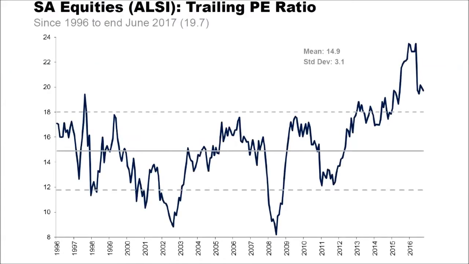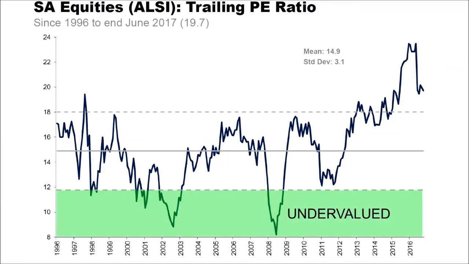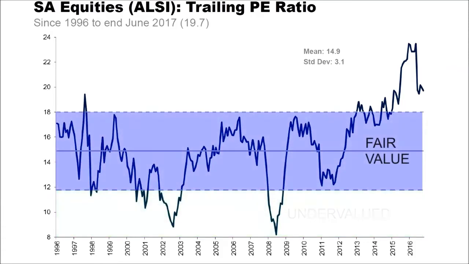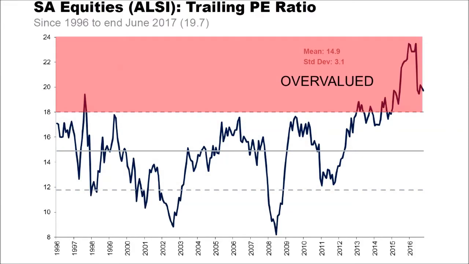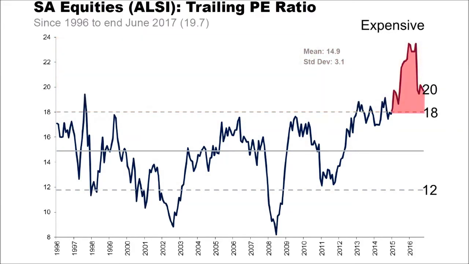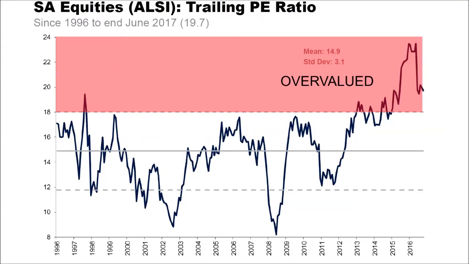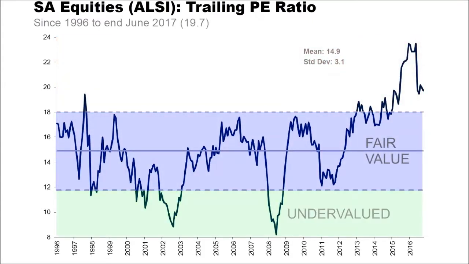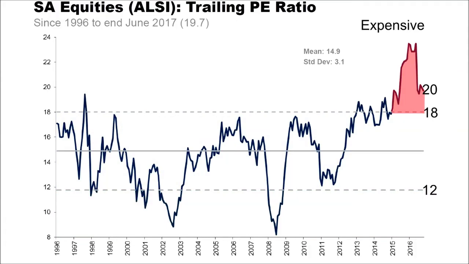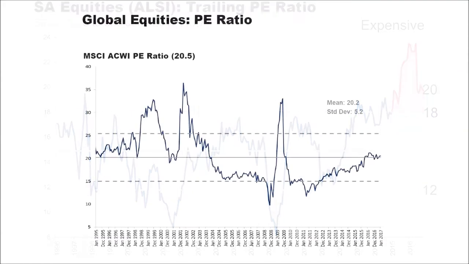Another way of looking at the attractiveness of the equity market is to assess the PE ratio, or price earnings ratio, of equities. What the next two graphs show is South African equities and global equities. South African equities are currently trading outside of the dotted band, which has a low of 12 and a high of 18, and are trading at around a 20 price earnings ratio. That means that they're relatively expensive compared to history, and therefore South African equities represent less value currently than they have historically over time.